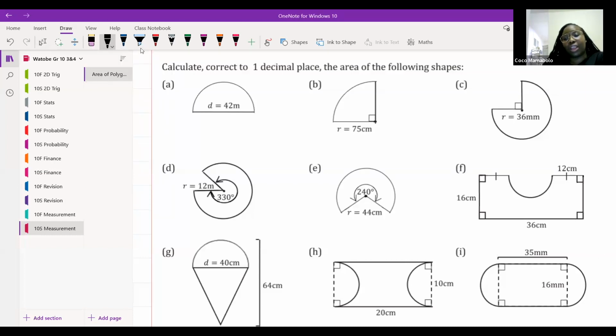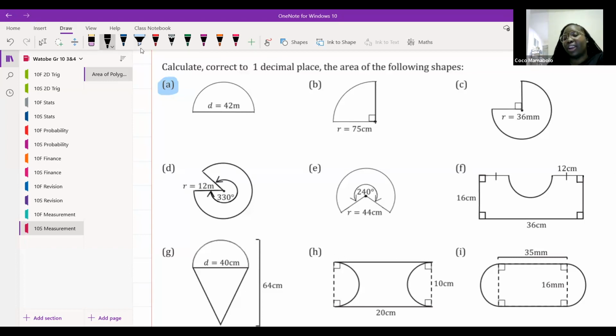All right, so I know that this is a circle, but it's not a full circle. What kind of circle do I have? If we're looking at A, what part of the circle do I actually have? Yes, correct. We have a semicircle or half a circle.